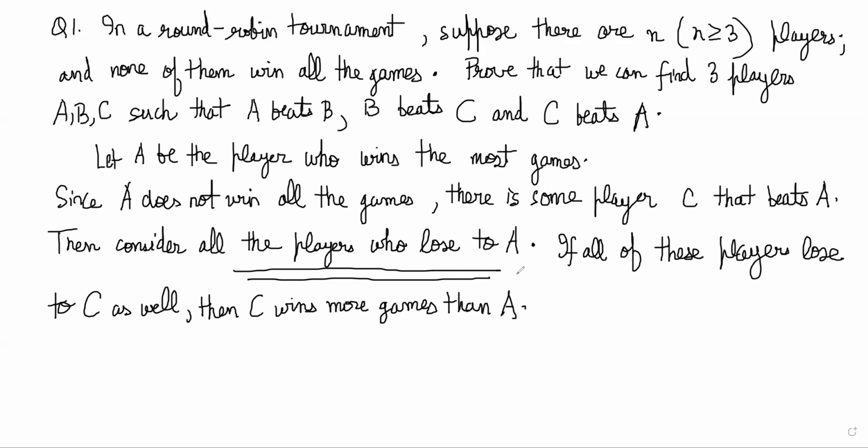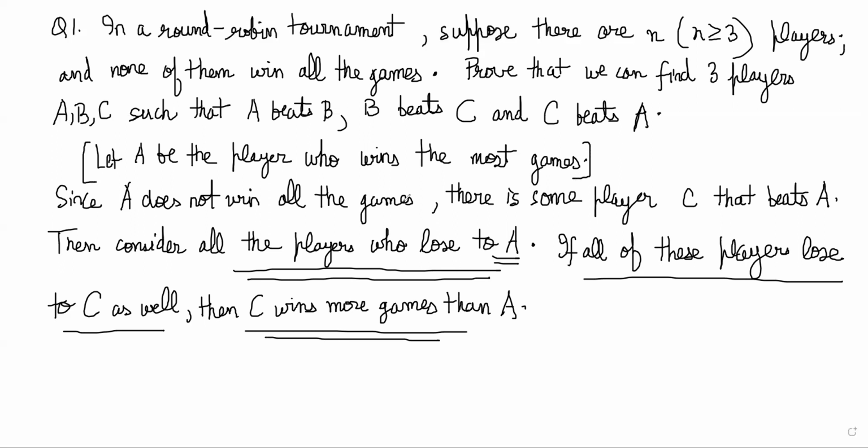You have to understand this. Let's say A defeated 4 players, B, D, E, F. Now, all of these players should not lose to C as well, right? Because if C beats all of these players, then we know that C beats A also. So that means C will have more wins than A. But actually, we had assumed that A was the player with the most wins, right?